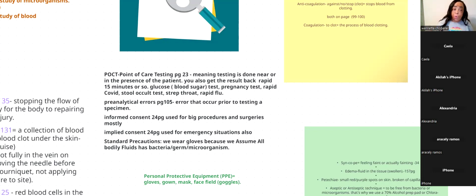You may not even know that you did that. You may not even realize you went out of order of draw. You should be able to realize you drew blood on the wrong patient and correct that.